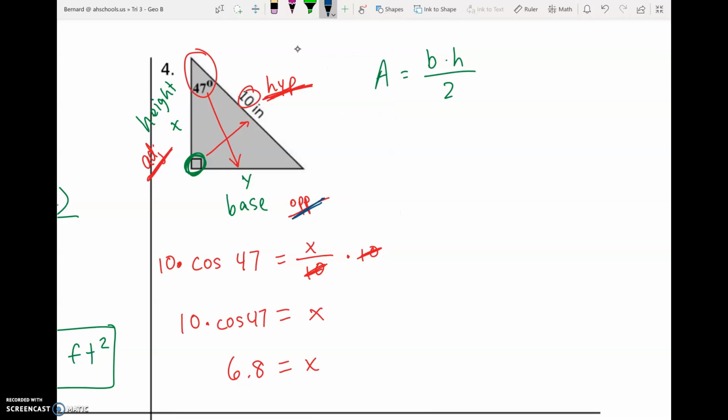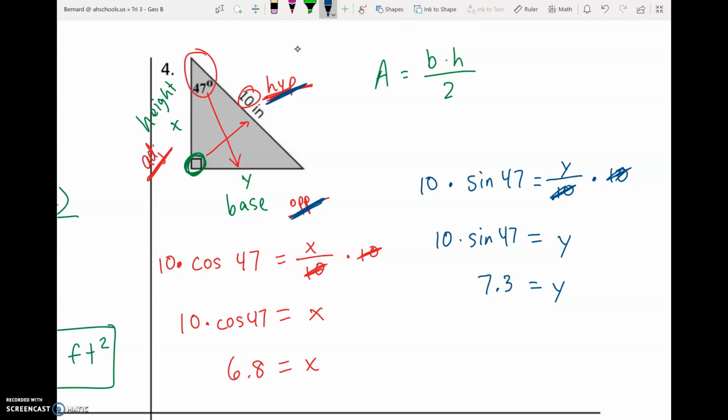Only difference with y is we're going to use opposite and hypotenuse. So opposite and hypotenuse is the soh part. So that means let's use the sine. And so the sine of 47 is going to equal y over 10. And so this one solves the same way as the other one, times both sides by 10. The 10s cancel in the bottom, and that'll leave us with y. And we just have to type into our calculator 10 times the sine of 47. And when we do that, it'll tell us that y equals 7.3.